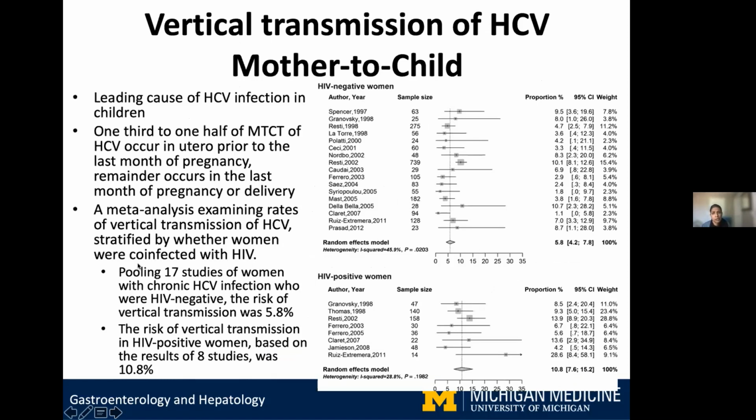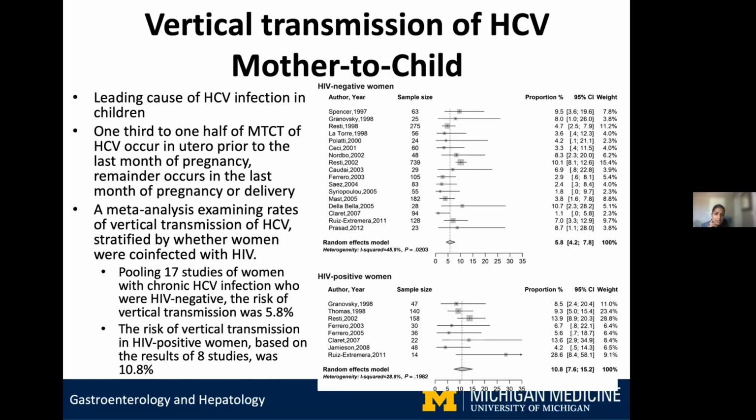So what about vertical transmission of hepatitis C from mother to child? Well, vertical transmission is a leading cause of hepatitis C infection in children. One third to one half of mother to child transmission, that's what MTCT stands for, of Hep C occurs in utero prior to the last month of pregnancy. The remainder occurs in the last month of pregnancy or delivery.